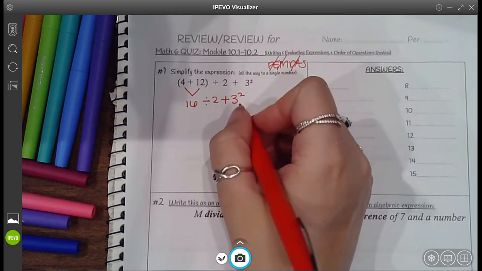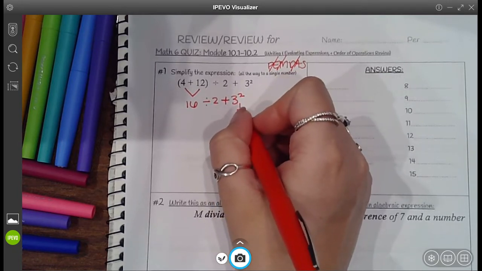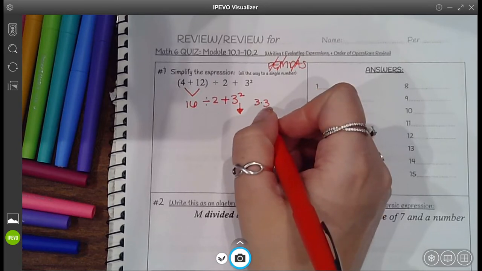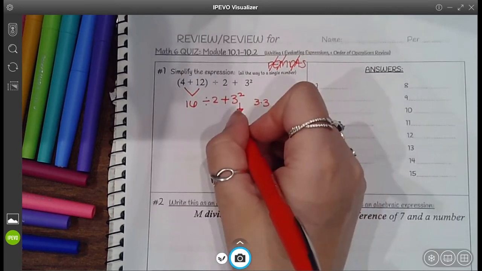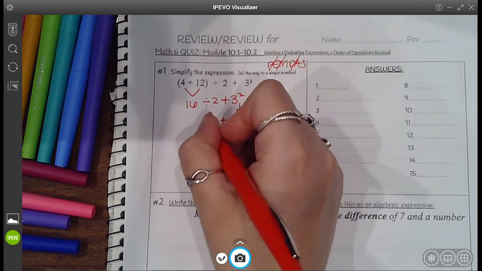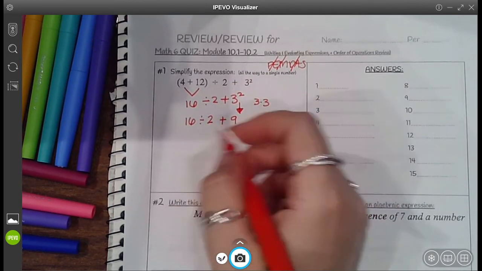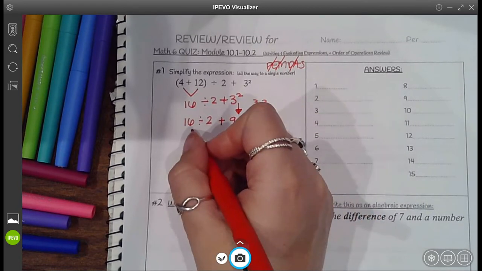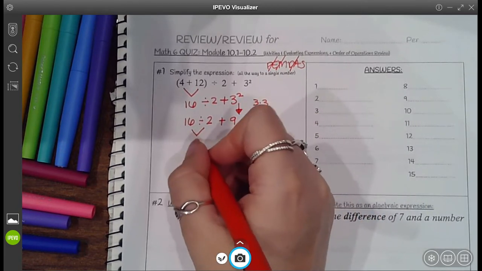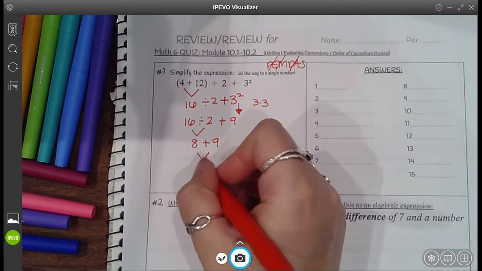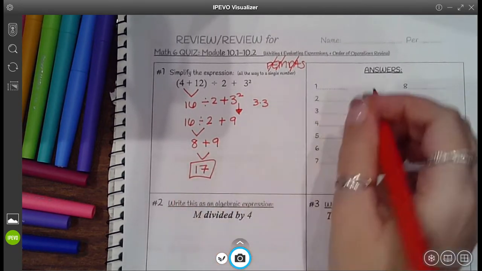Exponents, right here, I want to take care of that 3 squared. That's not 3 times 2, it's 3 times itself 2 times. And 3 times 3 is 9. Bring down the other stuff. Okay, parentheses are down to a single number. Exponents are gone. Multiplication or division, right here. 16 divided by 2 is 8. Bring down your plus 9, and that simplifies to 17 for number 1.